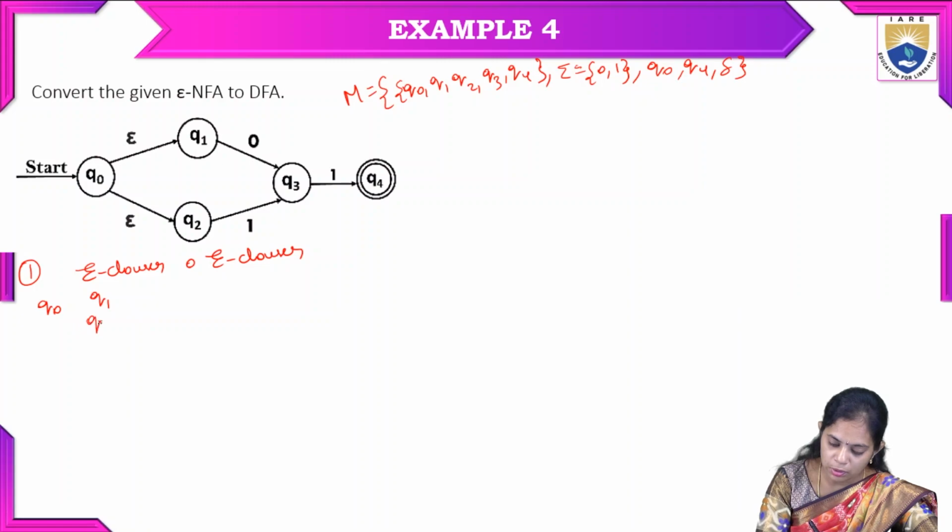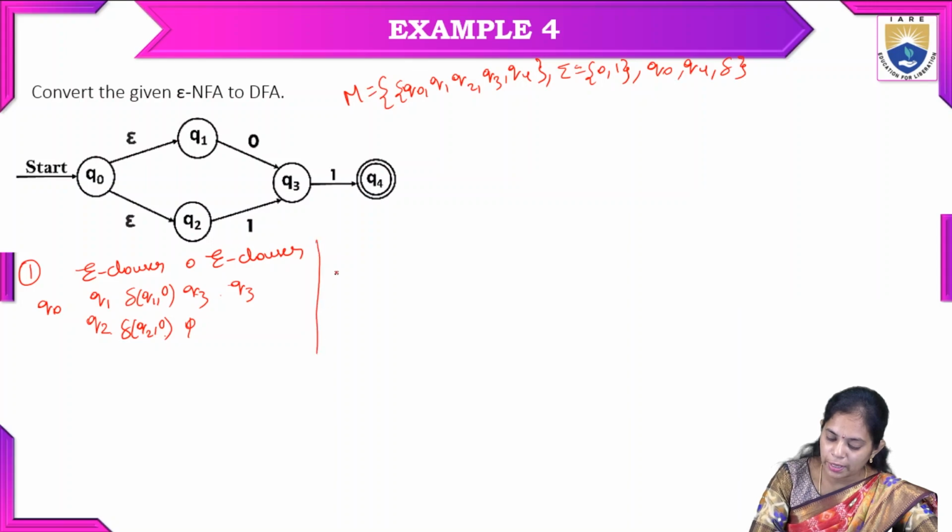So Q0, Q1, Q2. So transition of Q1 comma 0 and transition of Q2 comma 0. What is the result here? Q1 comma 0 is having Q3, and Q2 comma 0, nothing. So Q3 epsilon closure is having the Q3 value only.